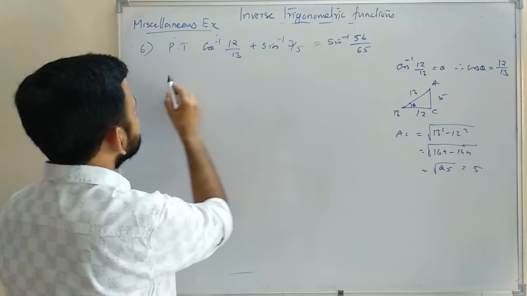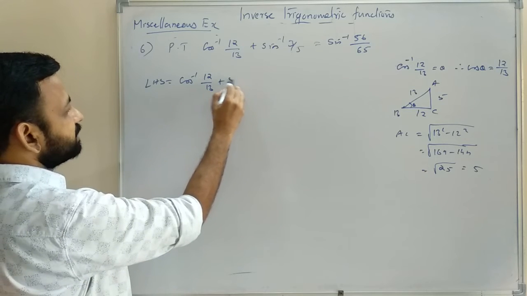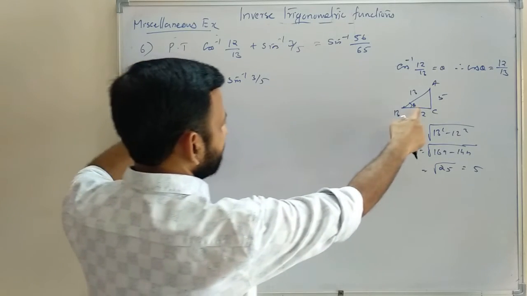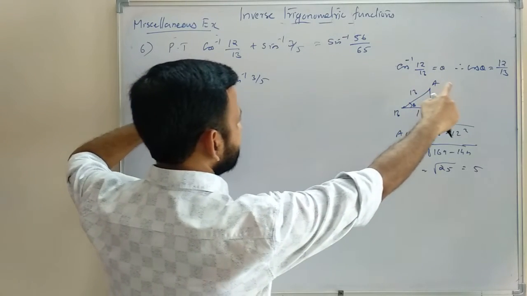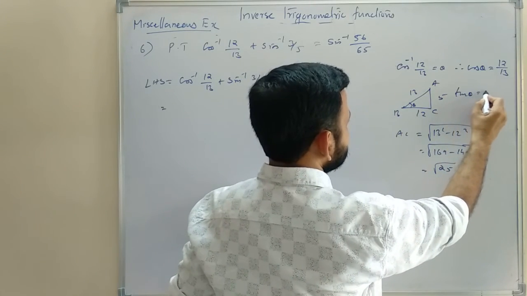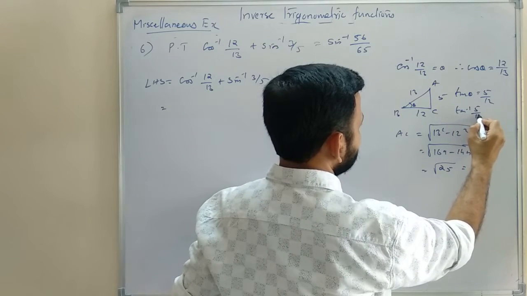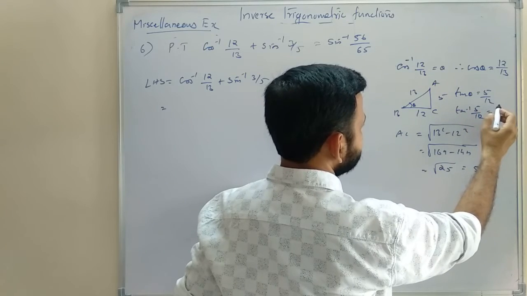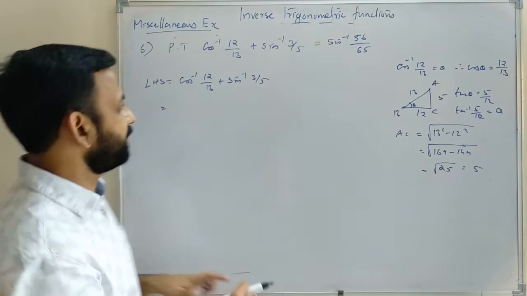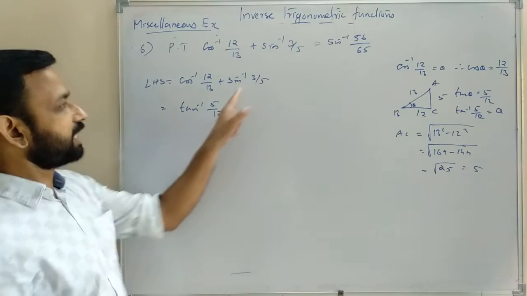Now LHS is equal to cos inverse 12 by 13 plus sin inverse 3 by 5, equal to cos inverse 12 by 13 and tan inverse 5 by 12. Both are same. So here we can write tan theta is equal to 5 by 12. Therefore tan inverse 5 by 12 is equal to theta. So cos inverse 12 by 13 and tan inverse 5 by 12 are same. So we will write tan inverse 5 by 12 plus sin inverse 3 by 5.